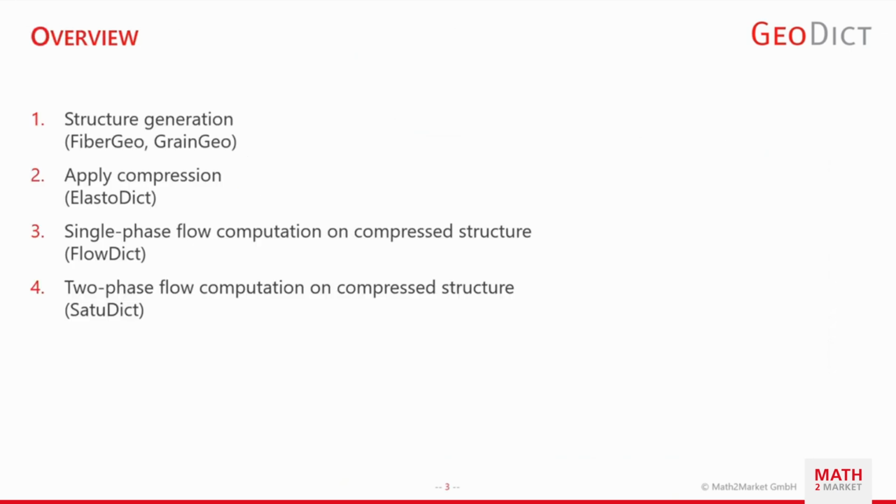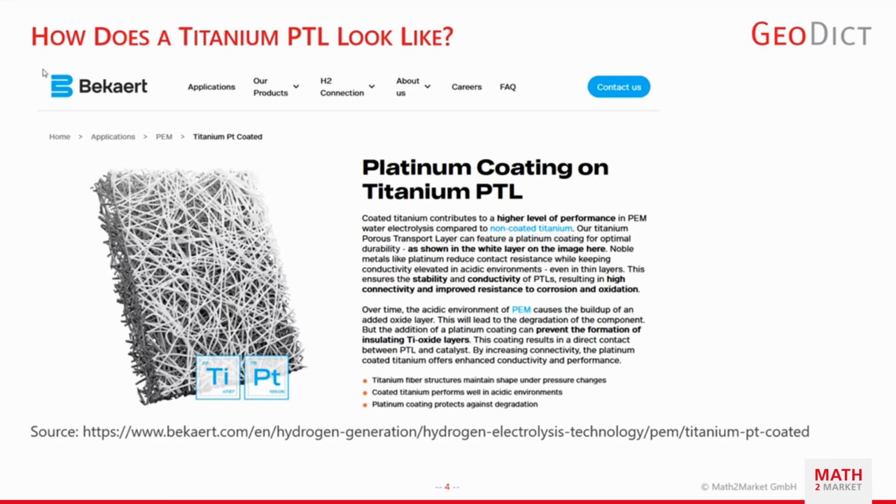So I will give a presentation here on how to do the structure generation with FiberGeo and GrainGeo, how to apply compression on it, how to do then the single phase flow computation, and last but not least, how to do also the relative permeability. This is two-phase flow computations with GeoDict. And of course, not all computations will be so quick that they fit into the 20 minutes. So I will sometimes load some pre-computed results.